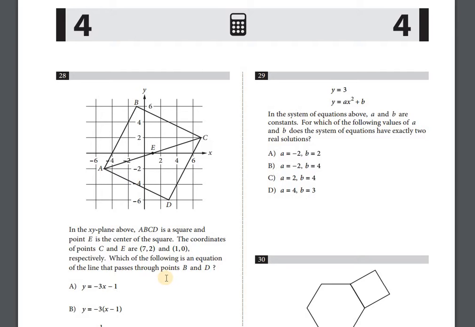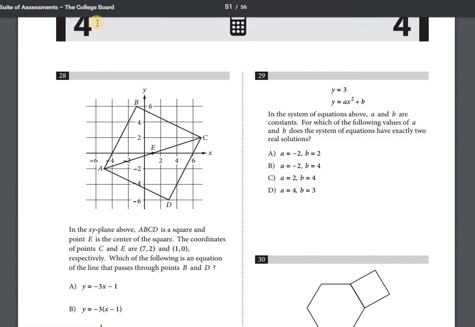So let's look at practice test number 2 from the SAT College Board test. This is section 4 for practice test 2. Let's look at question number 28 on the screen.